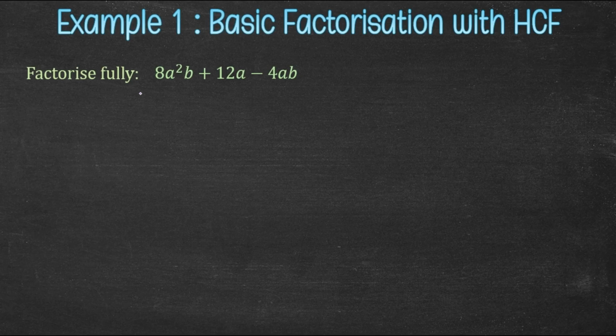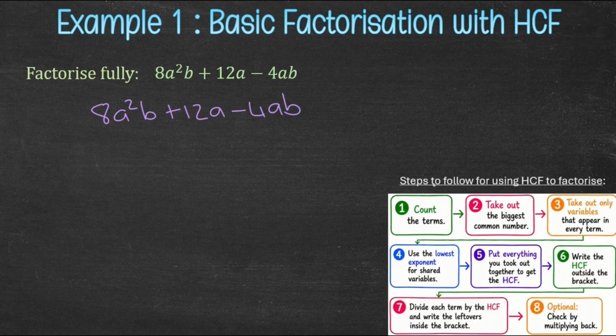Example 1, we have to factorize fully this expression. Now let me write it down and then we will work it out step by step. For step 1, we have to count the terms. And this expression has 3 terms, 8a squared b, 12a, and negative 4ab. Remember, terms are always separated by plus and minus signs, and this expression has a plus sign and it's got a minus sign. So, step 1 is done.